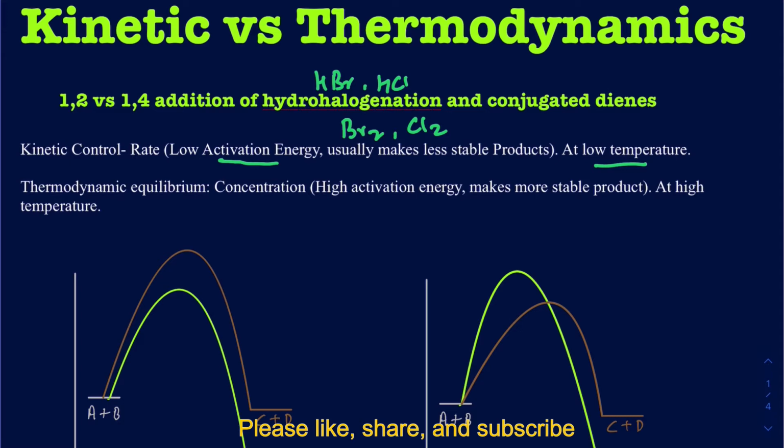So that's what the thermodynamic control, or equilibrium, is, where it more or less depends on whether you are able to make the most stable product. And they usually have high activation energy, and they will take place at high temperature. Now, why would they need high temperature? Because they have high activation energy, so you want to have enough energy given to the reactant so they can cross these activation energy barriers.